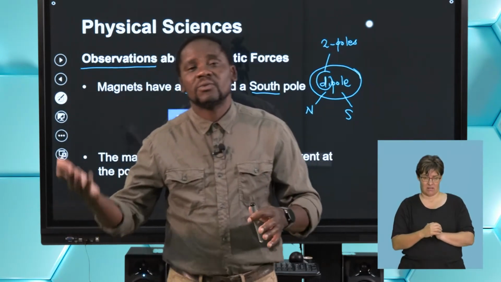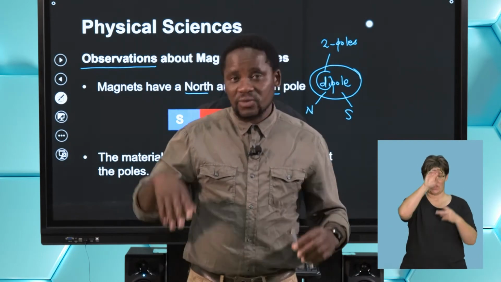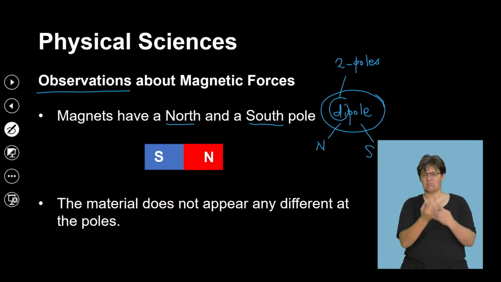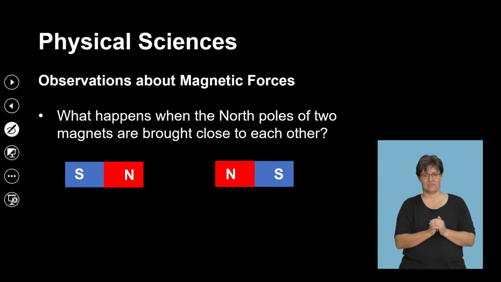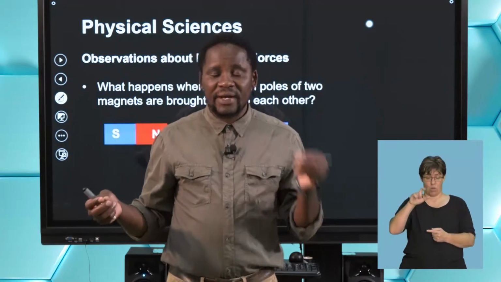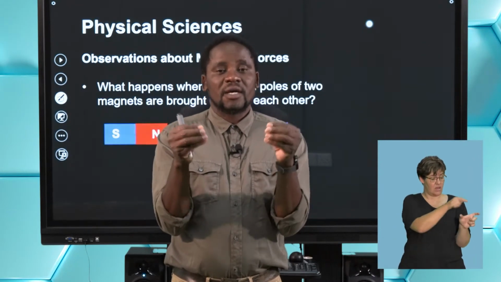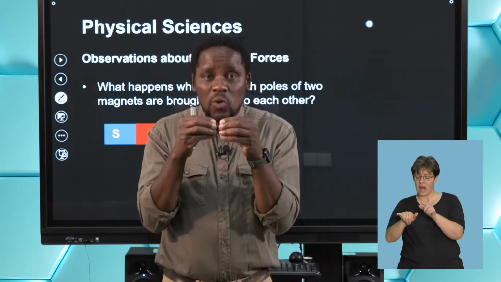What do we mean by that? We are saying that every magnet contains two opposite poles, the north as well as the south. So the material does not appear different at the poles. That's an observation about a magnet. Now, what happens when the north poles of magnets are brought close to each other? This is an action that is carried out. You've got two magnets, each one of them a dipole, and they are brought closer to each other, but without necessarily making contact.